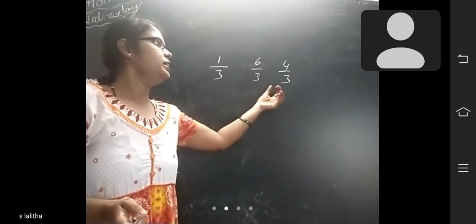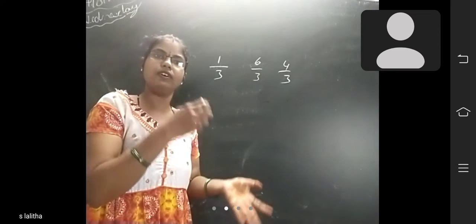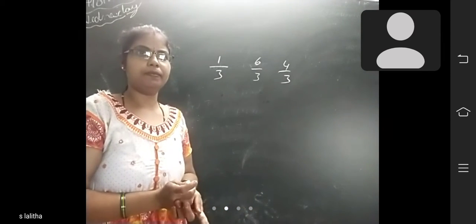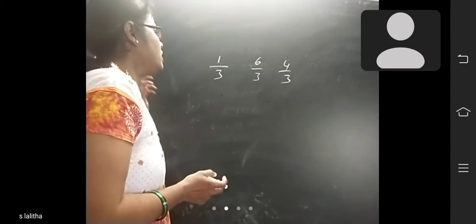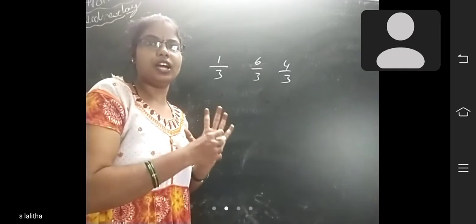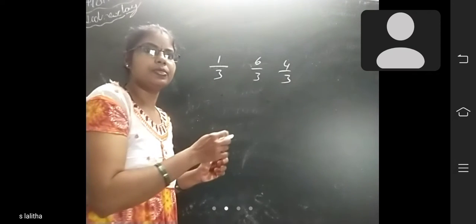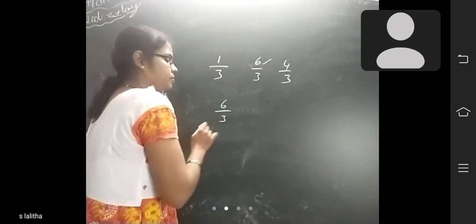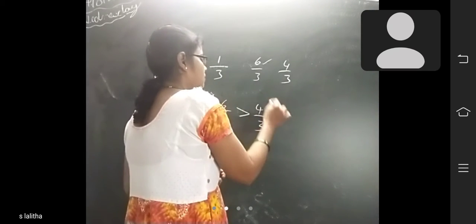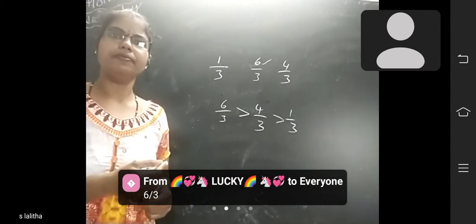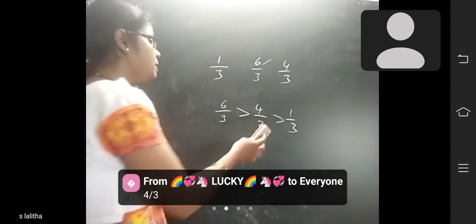So all the denominators having 3. So these fractions are like fractions. And which one is small, which one is biggest? How can you find? How can you compare? You have to observe the numerators. Which one has the greatest numerator, that fraction will be greatest. Okay. So in these fractions, which one is the greatest numerator? 6. So 6 by 3 is greater than 4 by 3, next 1 by 3. Did you understand now? How can you compare like fractions? Like that, unlike fractions. How to compare unlike fractions?